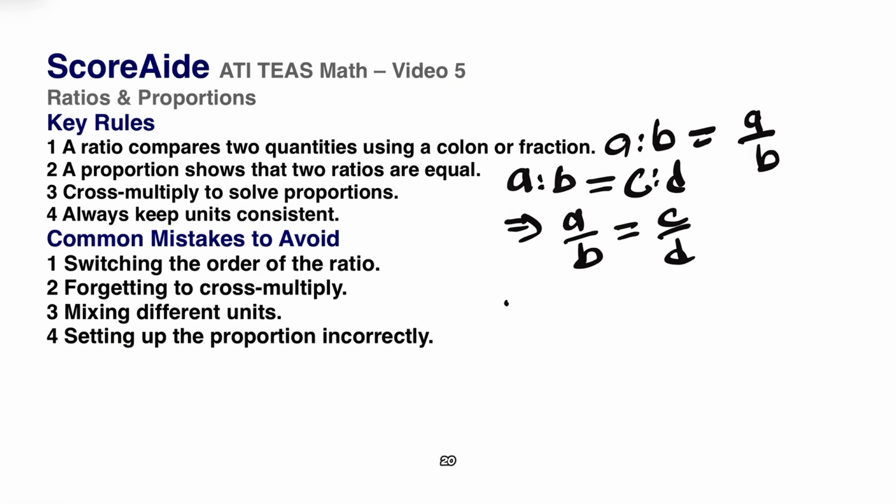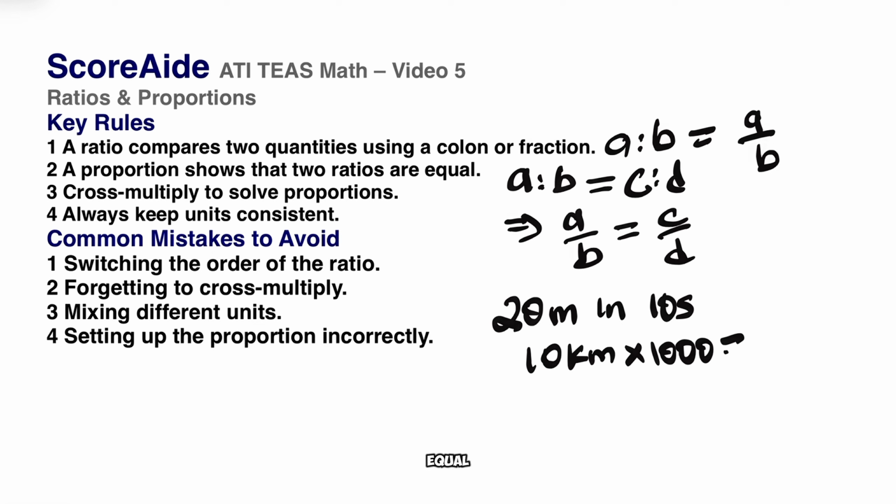Tom treks 20 meters in 10 seconds. How long will he trek in 10 kilometers? So you always have to make sure that you convert kilometers to meters, right? By multiplying it times 1,000, which will be equal to 10,000 meters. Now that you have established that these quantities are all in the same unit, you can go ahead and solve the problem. But we will get to examples later on in this lesson.